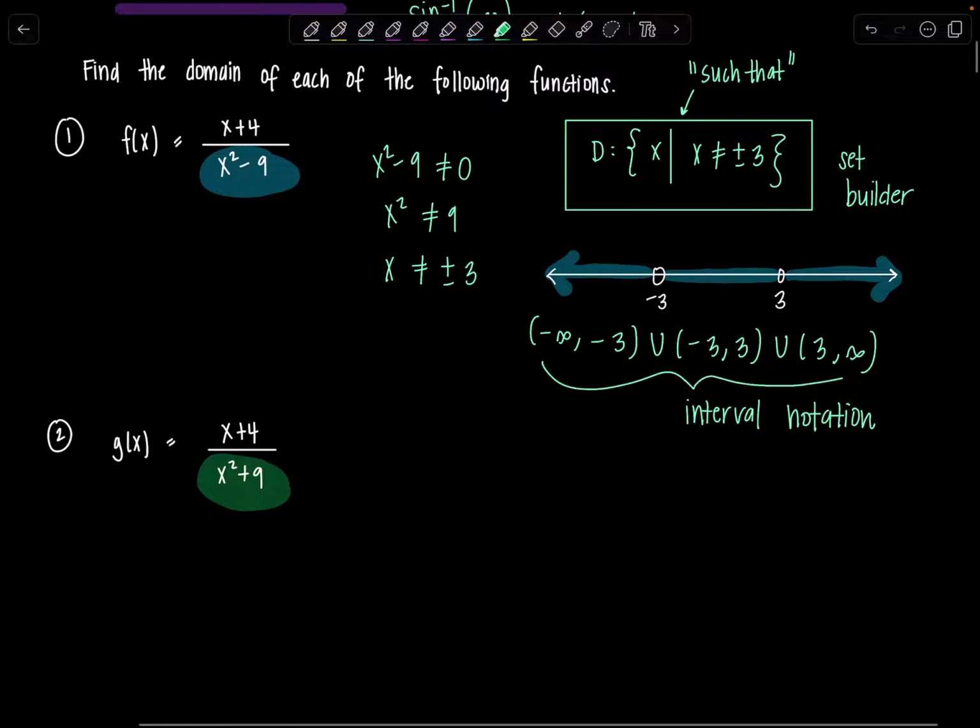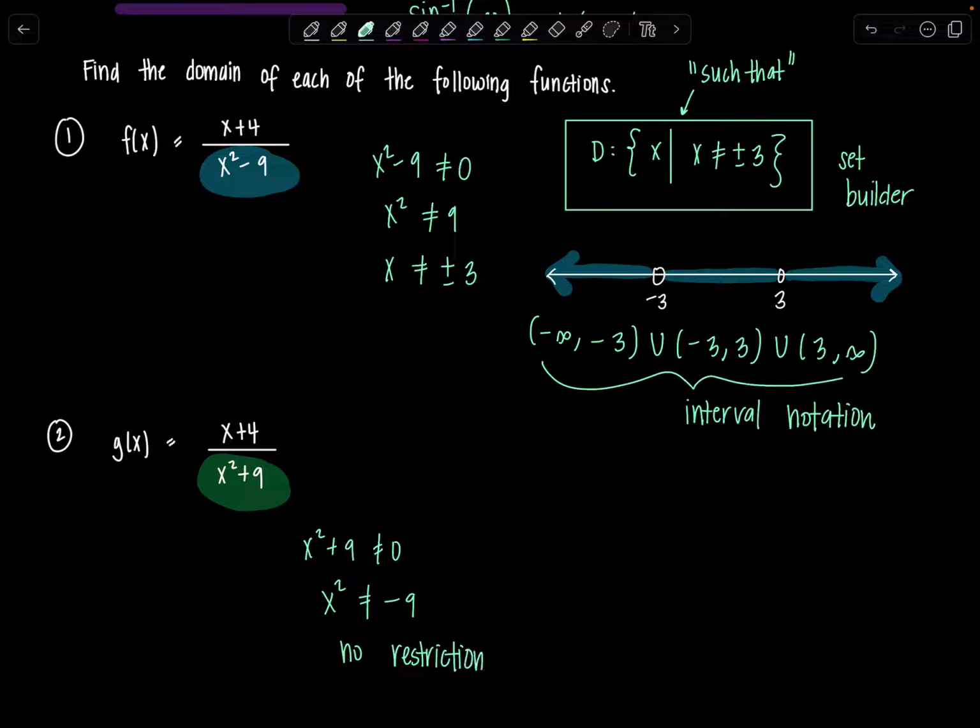So again, same thing. When you start off, you say, well, I do not want x squared plus 9 to equal 0, which means I don't want x squared to equal -9. But you know what? That's never going to happen now, is it? You can't square a real number and then get a negative number. This is impossible. So if this is impossible, then that means I have no restrictions. And if there's no restrictions, then I go back to my assumption that the domain was all real numbers.